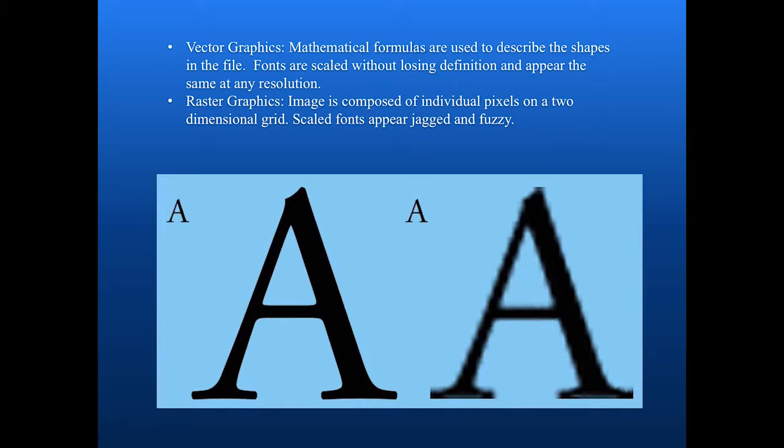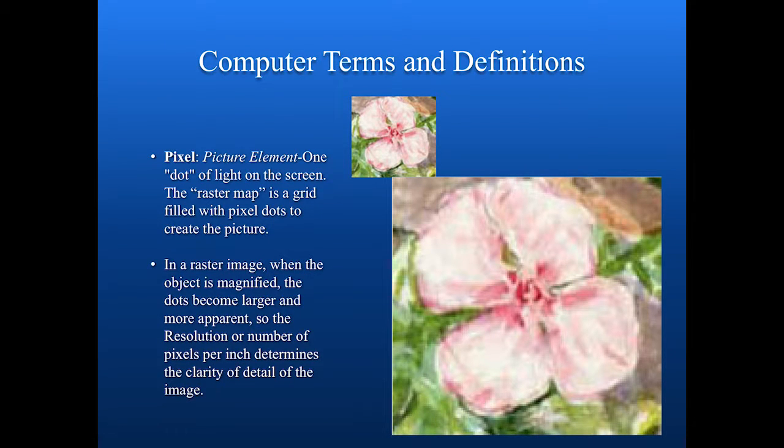Whereas with raster graphics, the image is composed of individual pixels on a 2-dimensional grid. Scaled fonts appear jagged and fuzzy. Pixel, the picture element, one dot of light on the screen. The raster map is a grid filled with pixel dots to create the picture. In a raster image, when the object is magnified, the dots become larger and more apparent. So the resolution, or number of pixels per inch, determines the clarity of detail of the image.